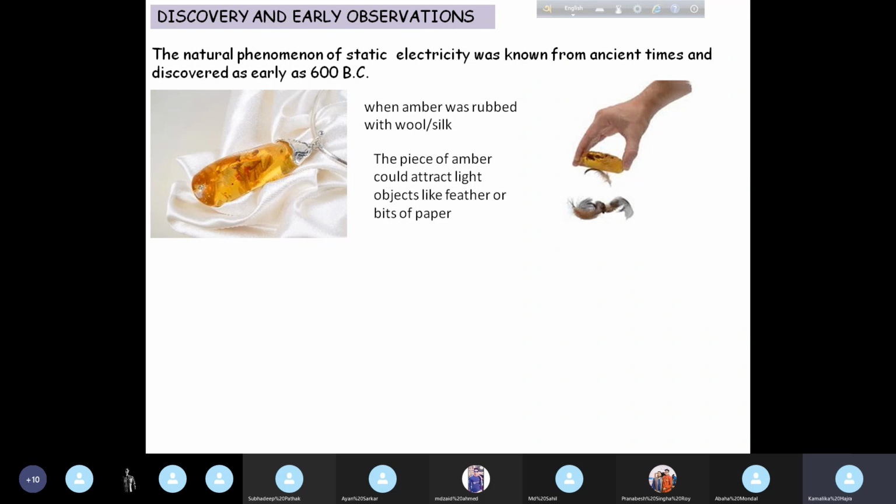Please mute your microphone. Okay, so as you can see, here this person is just holding the piece of amber and it is attracting these light materials. Here I've shown a picture of feathers. You can take pieces of paper also. So there must be some property developed in amber due to this rubbing with a wool or silk cloth that it can attract other materials which it normally cannot.